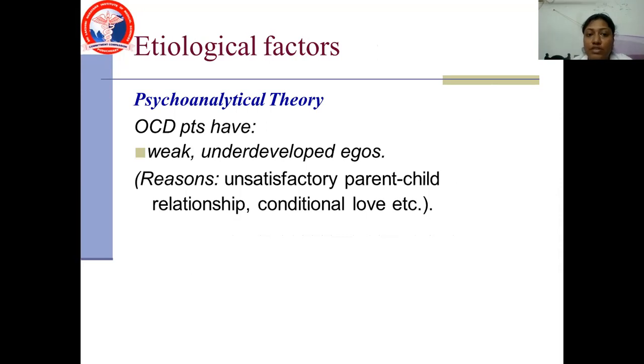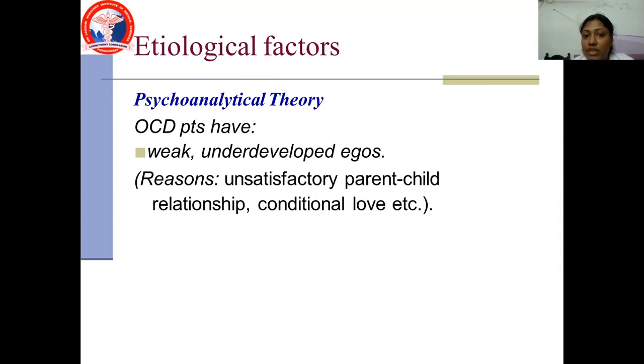So etiological factors: we have the psychoanalytic theory, that is, OCD patients have a weak and underdeveloped ego. Now, this we can correlate to the psychoanalytical theory. We have another etiology called psychosexual theory. We'll go on to that later, but here it is an unsatisfactory parent-child relationship, or conditional love. Usually, parents' love is unconditional, but here it is very much conditional love.